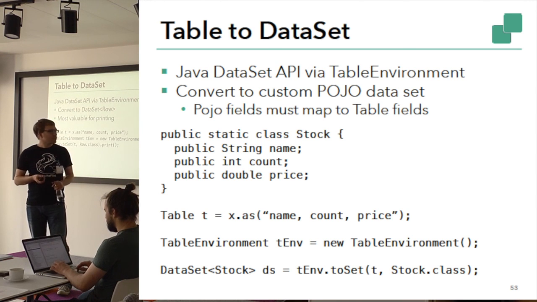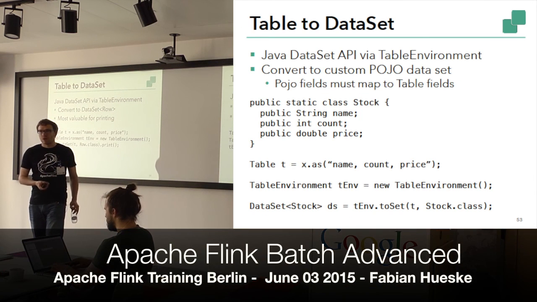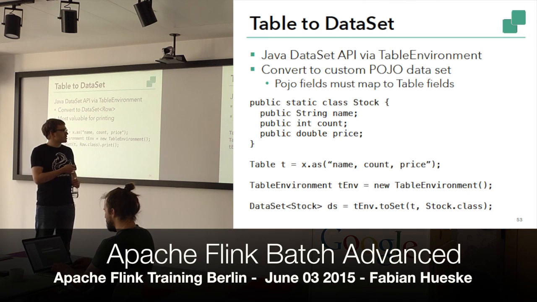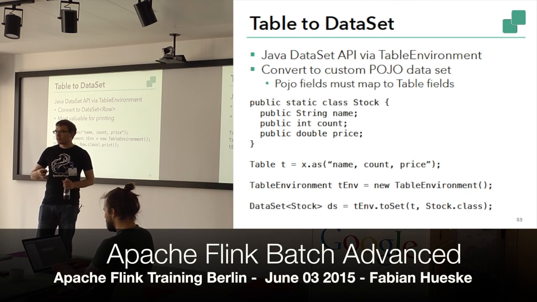If you don't want to implement your own POJO, you can also return it as a row, which is a very generic thing, but it's not very easy to work with. If you just want to print out the data, converting it into a data set of rows is good enough.